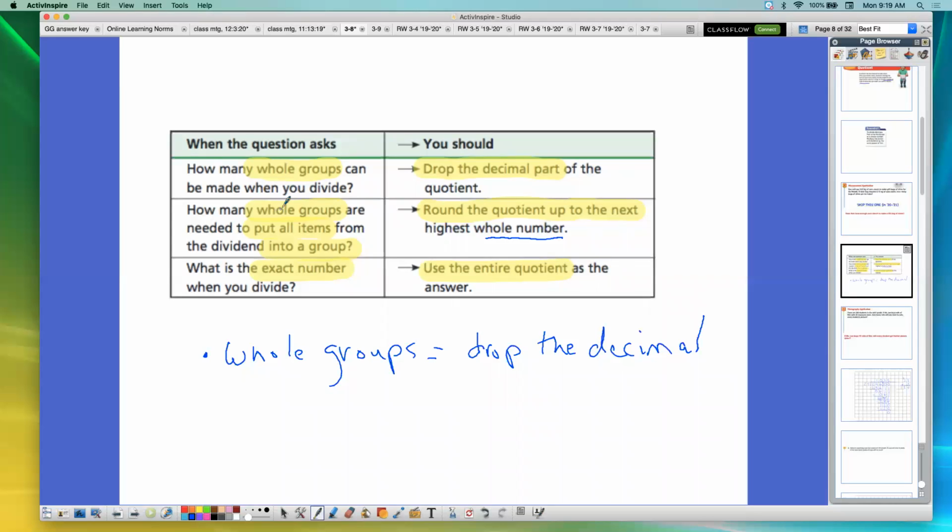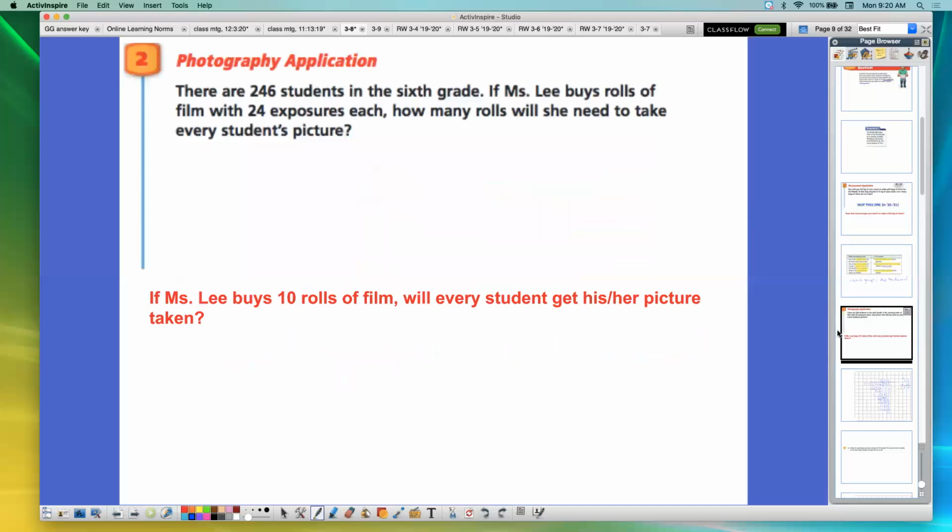We're looking for whole groups to put all items into a group. We need all the items. All the kids' pictures need to be taken, okay? That means I need to round up to the next whole number. This is not your normal kind of rounding, okay? So again, if it says 10 and 25 hundredths, if I only did 10 films, there's some left over. There's some kids not getting a picture. I got to bump this up. So my answer would actually be 11.